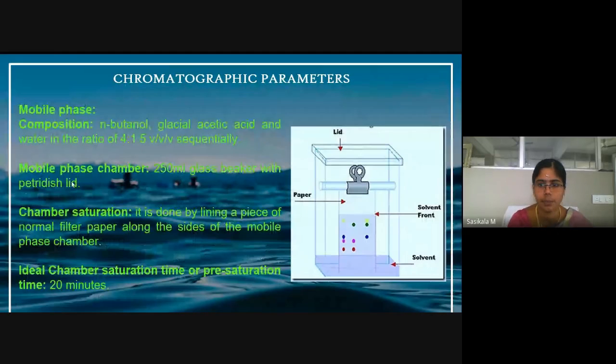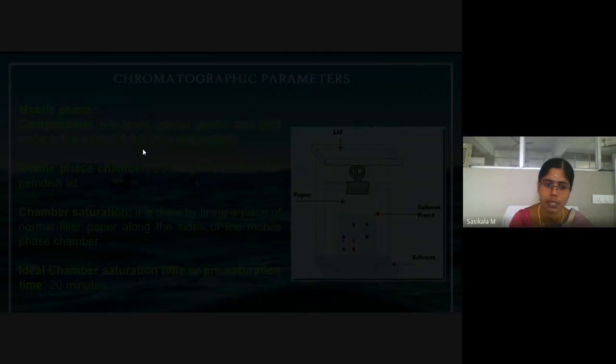Next, about what type of mobile phase chamber should be used. For laboratory purpose, you can use a 250 ml beaker with a petri dish lid. For industrial purpose and research purpose, you can use a mobile phase development chamber itself. A rectangular chamber you can find with different dimensions according to the paper dimension.